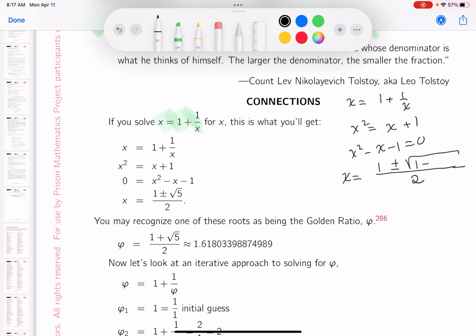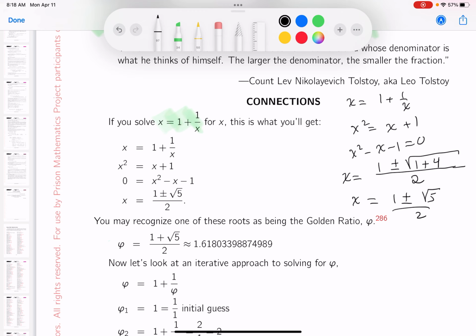I'm sorry, I shouldn't say a, because there's no explicit a there. It's 4 times the coefficient of the square term, which is 1, so it's 4, and times the constant term, which is minus 1. So it's minus a minus 4, which is plus 4. So we get x equals 1 plus or minus the root of 5 over 2.